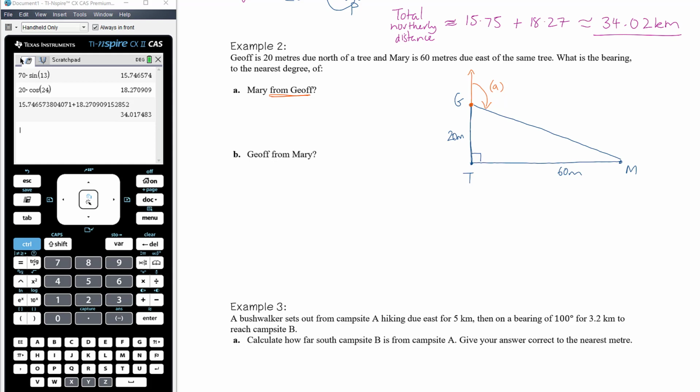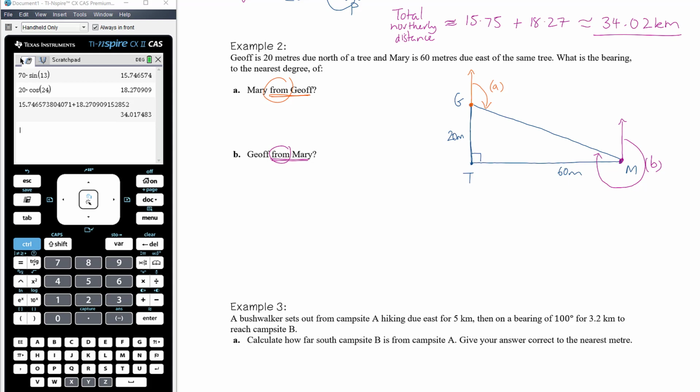Okay. The second question is, what is the bearing to the nearest degree of Jeff from Mary? So the from is the important word. From Mary. If I am Mary, standing at Mary, Mary is facing north and she is turning clockwise until she gets to the direction she'll need to go to get to Jeff. Okay, so that purple angle there is the answer to part B.